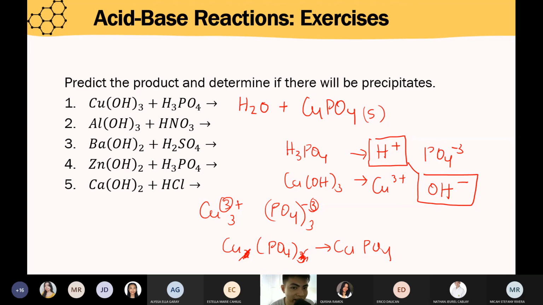However, it is not necessary naman na may precipitation. As long as your water is formed, you're good to go na. Basta may tubig na mabuo, okay tayo dun. Saan mabubuo uli yung tubig? From the H of your acid and from the OH of your base. So that's our answer. So we knew that this is a precipitate according to the solubility rules.